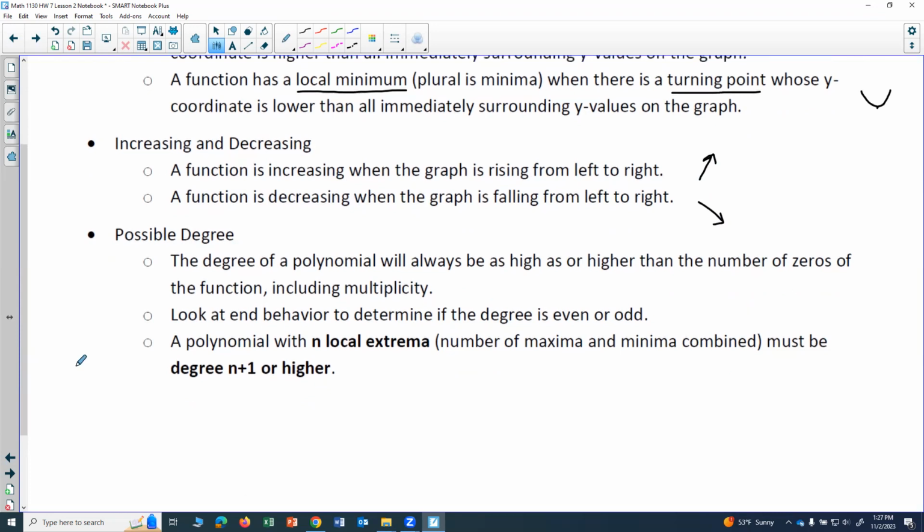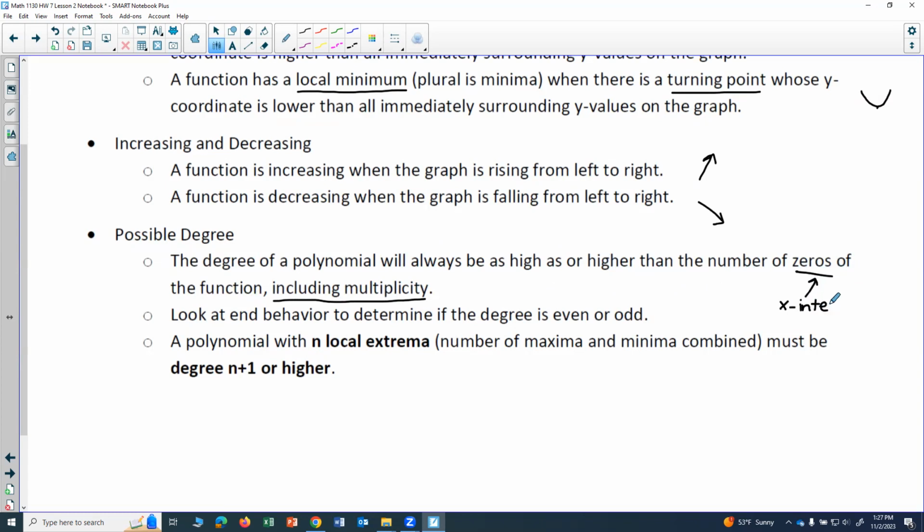For the degree of your function, the degree of a polynomial will always be as high as or higher than the number of zeros of the function, including multiplicity. So including multiplicity is important. If you haven't watched the video on multiplicity, then please do so that you know what that refers to. When we talk about the zeros, we're talking about the x-intercepts.